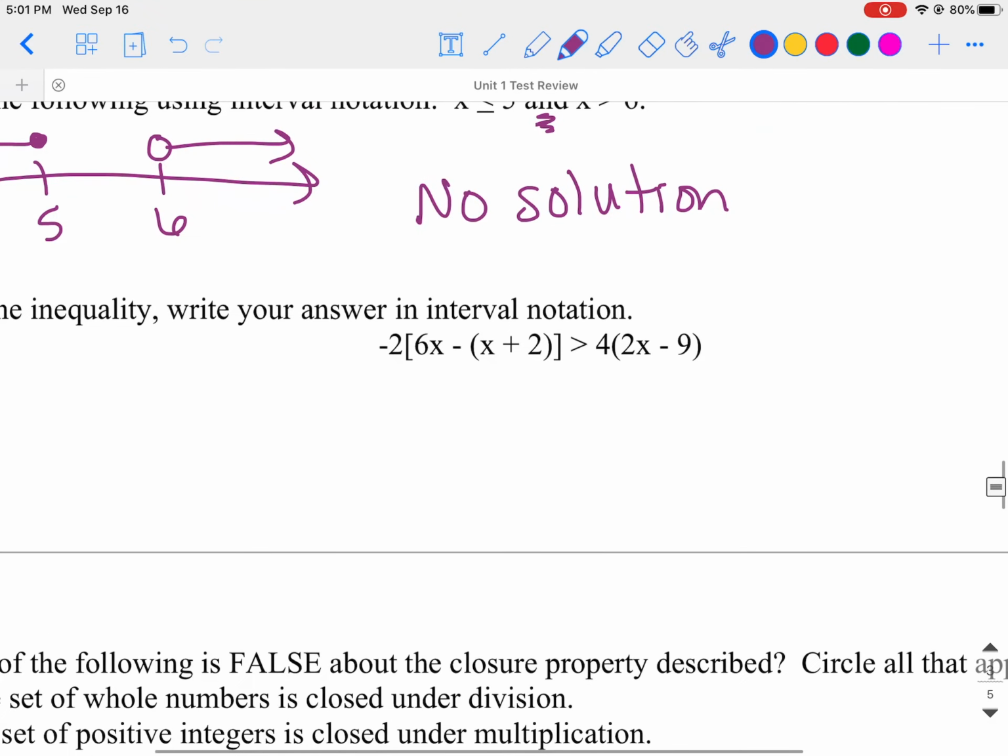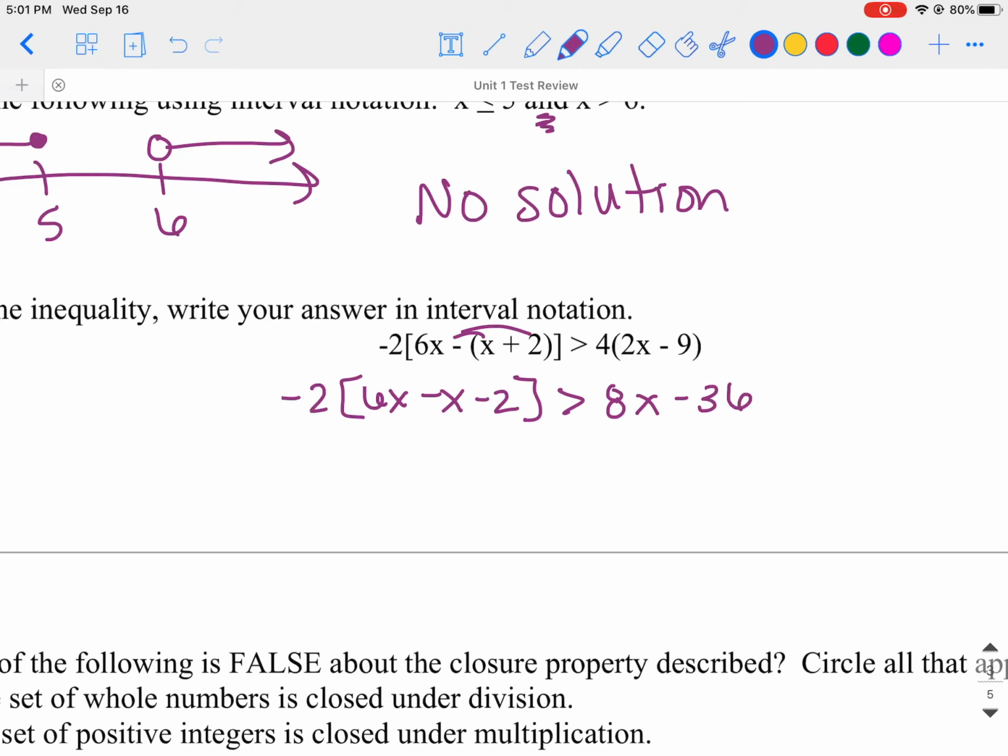Solve this inequality, write your answer as an interval. So I have -2 bracket 6x, distribute this negative, leaves me with -x minus 2 is greater than 8x minus 36. Inside I have 5x times the -2 up front gives me -10x, and -2 times -2 would be +4. Now I'm going to subtract the 8x and gives me -18x. Subtract the 4 and get -40.